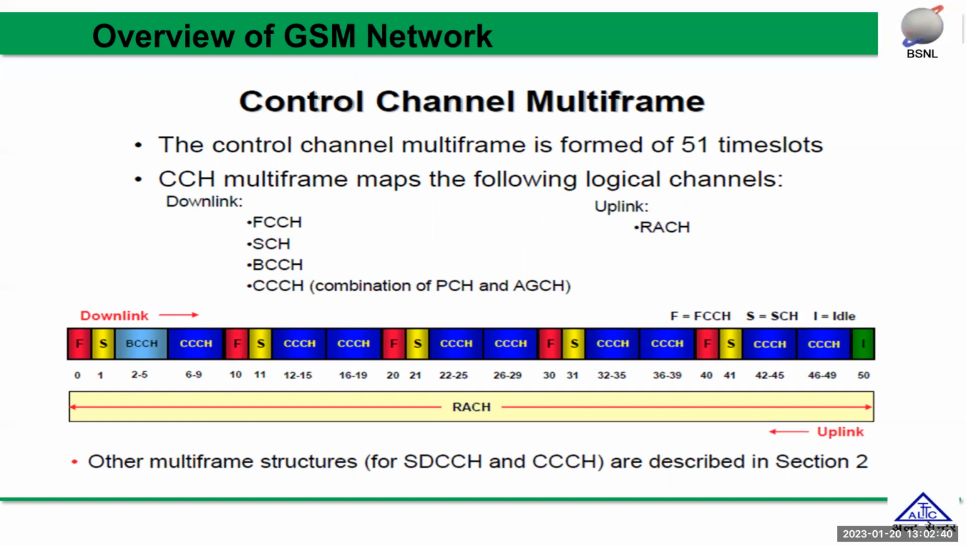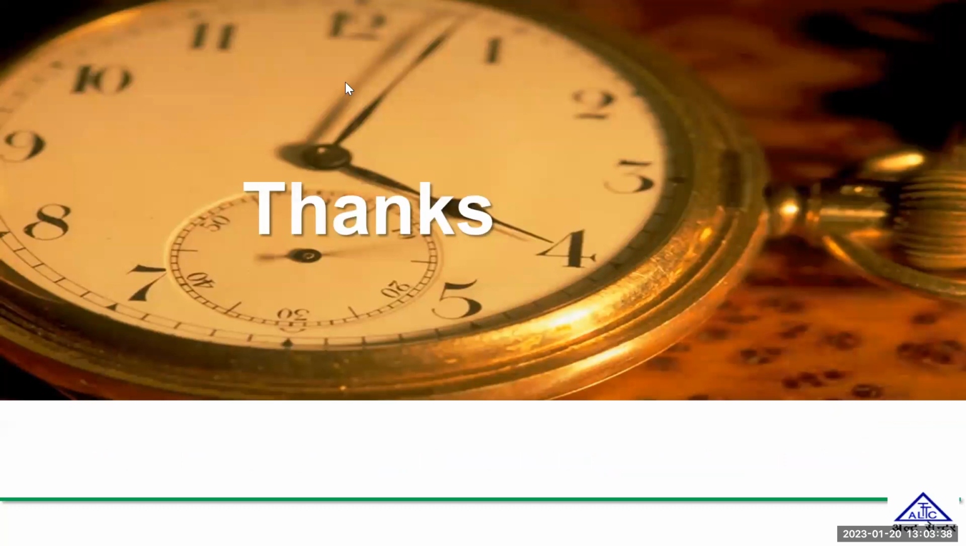The control channel multi-frame is also a fixed pattern, the 51 frame multi-frame. We start from the frequency correction channel, then the synchronization channel, then 4 bursts of broadcast control channel, then 4 bursts of common control channels. Then this pattern repeats, and the last burst is idle. This fixed pattern is transmitted on the control channel for the broadcast channel, the BCH, in the downlink, and again there is an uplink pattern for RACH. These are the different control channel formats of the 51 frame multi-frame in uplink and downlink. Thank you for listening.